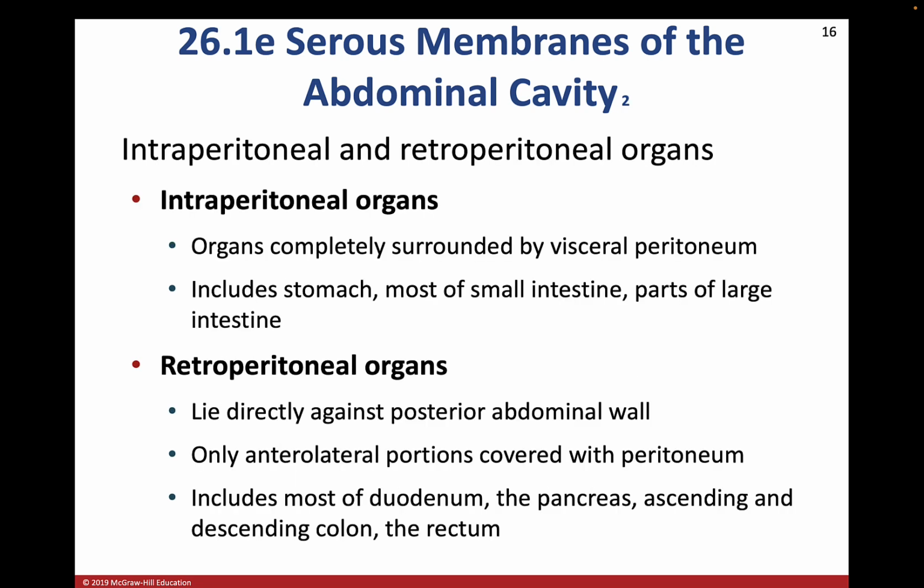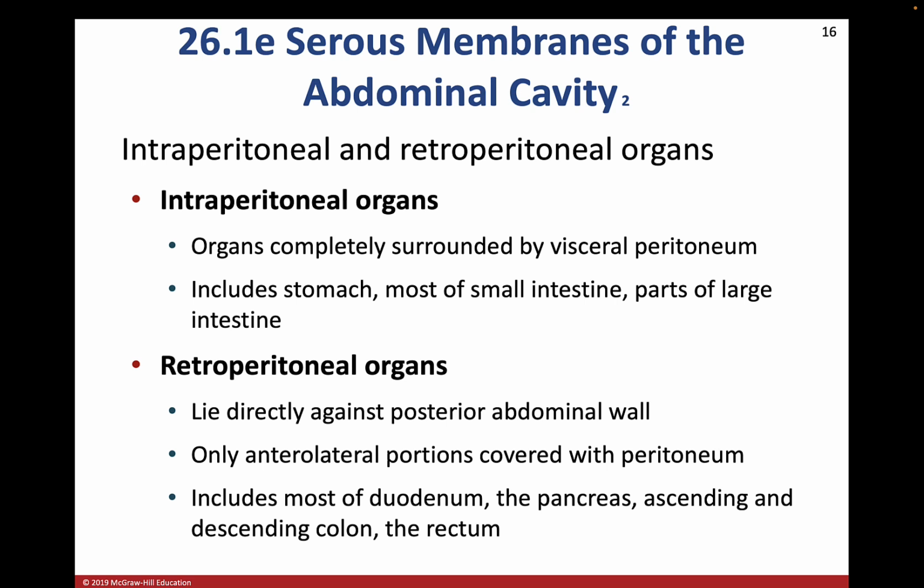Now, we will describe organs as intraperitoneal or retroperitoneal based on their position within the abdominal cavity. Organs that are completely surrounded by the visceral peritoneum, which include the stomach, the majority of the small intestine, and some components of the large intestine, are considered to be intraperitoneal organs.